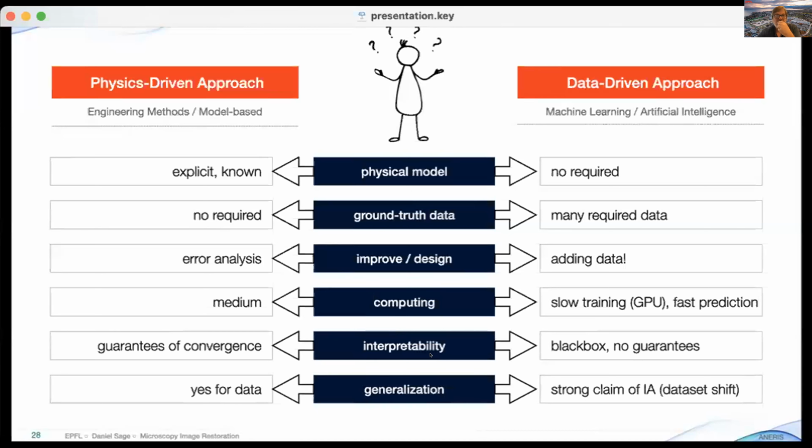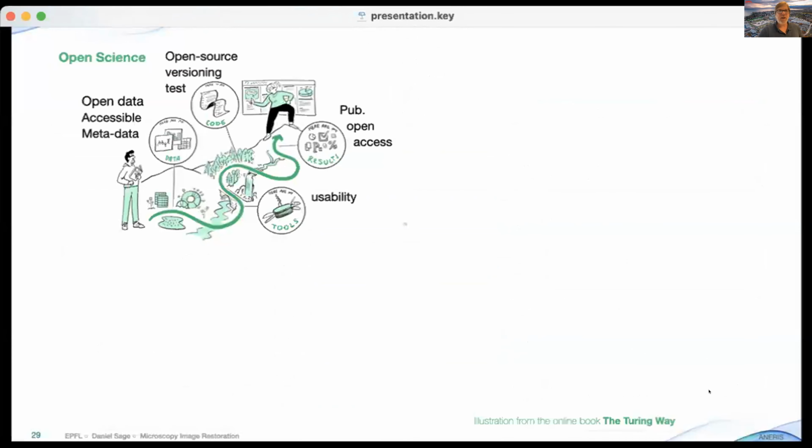Now the more philosophical question again is the interpretability. Here we have guarantees of the convergence. We know what we minimize, and it's easy to interpret what we obtain as a result, because we know exactly the cost function that we try to minimize. Here, the interpretation is more complex because it's based on the data set, and we have to deal with a black box. So there is no guarantee of convergence. It's only the huge amount of data that gives the solution. And the generalization: generalization is a strong claim of AI, until the point that you have a data set shift.